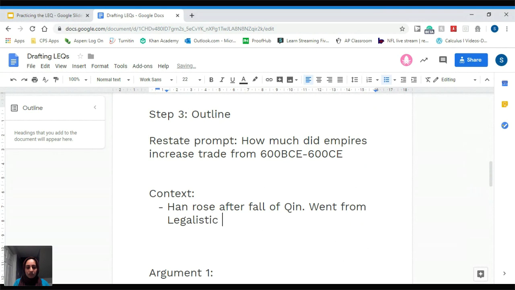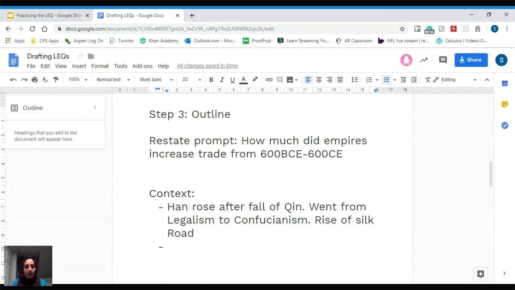legalistic to Confucianism, or whatever you want to say, anything that talks about basically the rise of this empire and how it led to the rise of the Silk Road. Or yeah, we could say rise of Silk Road.